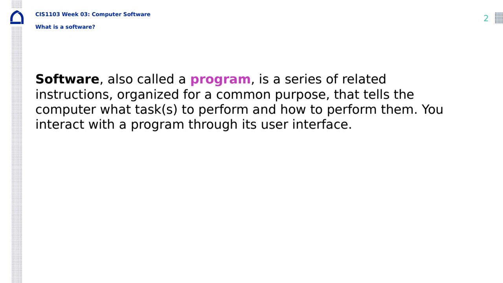Software, by definition, is a series of related instructions organized for a common purpose or to do a specific task. It tells the computer which tasks to perform and how to perform them in order to get some output. You interact with the program through the user interface. It is like when you are using Microsoft Word. It's a program, it's an application, right? There is a menu, like this interface: file, open, close, edit.